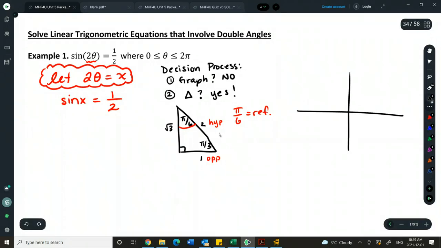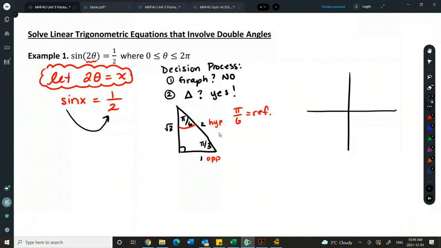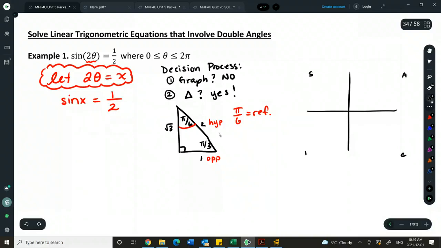So I'm solving this as we would usually solve this. There'll be something at the end that we'll have to do to take care of this, though. Okay, so sine is equal to a positive ratio. Where would I expect my answers to fall? Quadrants 1 and 2, all in sine, with a reference angle of pi over 6 for both.